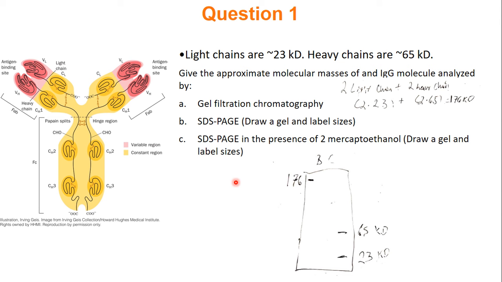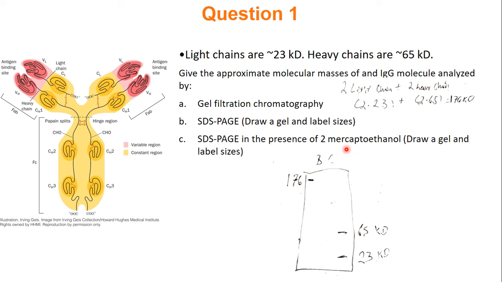Then B and C is SDS-PAGE. So SDS-PAGE is denaturing, which means our antibody will unfold. But our antibody is held together by these disulfide bonds. So if we do not break the disulfide bonds, our antibody will run at 176 kilodaltons. That's where we'll see our signal, because this antibody is still being held as one unit.